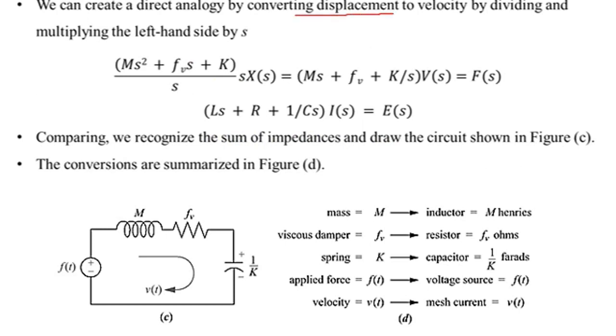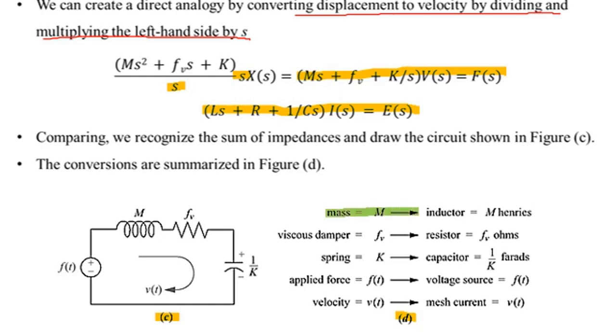Students, now we will develop analogous behavior by converting displacement into velocity, and for this we will divide and multiply the left hand side of the translational mechanical system equation by the Laplace operator S. Now we can compare both equations, and this comparison will be done with the power of the Laplace operator S. Now our desired electric circuit analog is represented in figure C, where figure D shows analogous behavior of electrical and mechanical components.